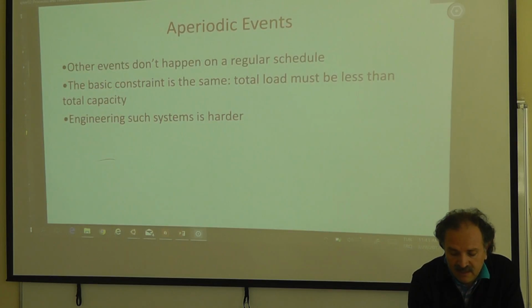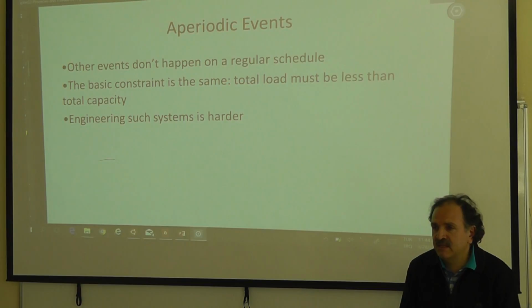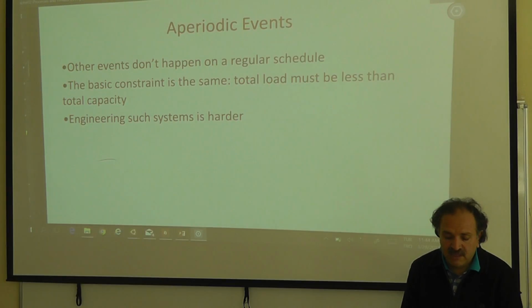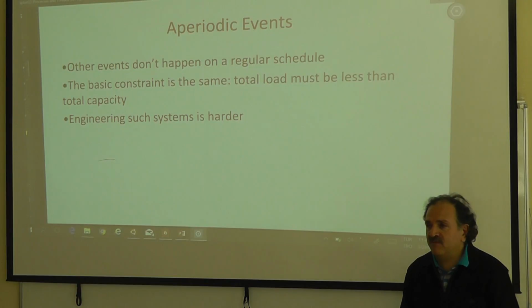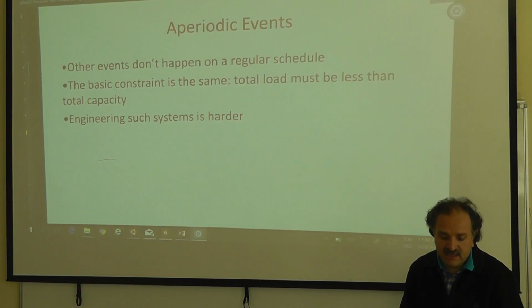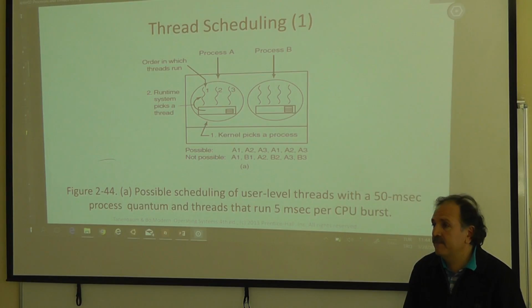The problem is if I have a priority events, you don't know when that process is going to run. Sometimes it runs 5 times a second. Sometimes it runs only once an hour. So these are priority events, and that formula is not valid for these kinds of processes. So working on this kind of system is harder, and we will not talk about those. Okay.